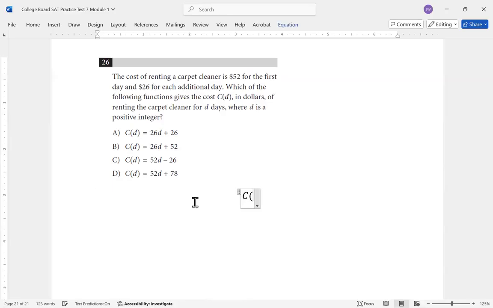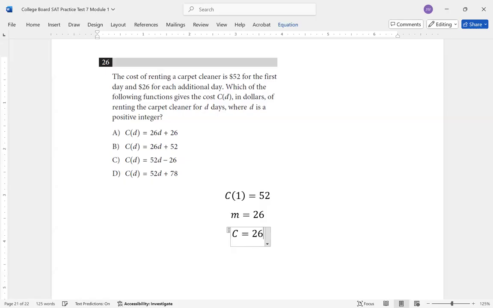That $52 cost is for the first day. So we want C of 1 to be equal to 52. And then we also want essentially the slope of this function to be 26, because we're going to add 26 every time we increase the number of days. A lot of times people see that 52 for the first day and they think C of 0 equals 52, but we want C of 1 to equal 52. That's the trick.